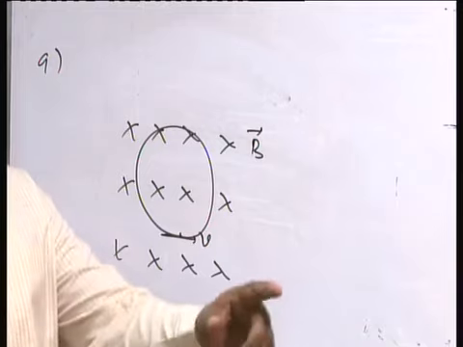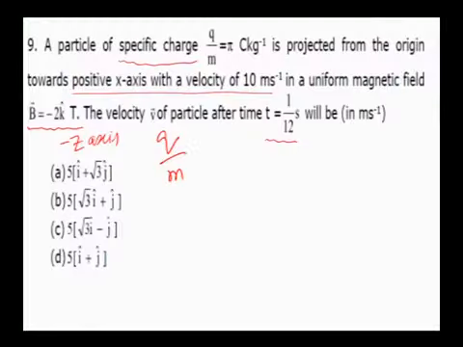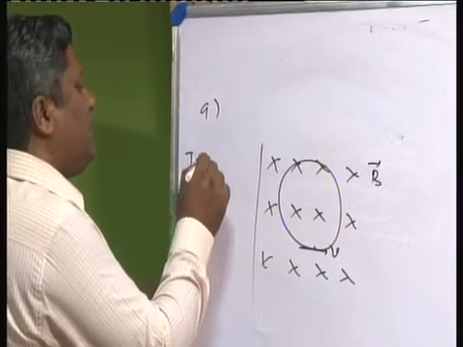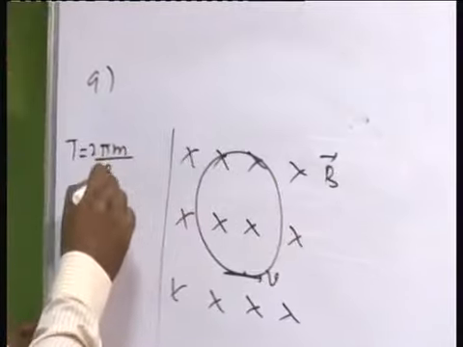Okay, but you see all the four options are given in terms of i cap and j cap. That clearly shows that the particle has not completed one revolution. But how to find that? That we can find after finding the time period. If you calculate the time period, T equals 2πm divided by Bq.